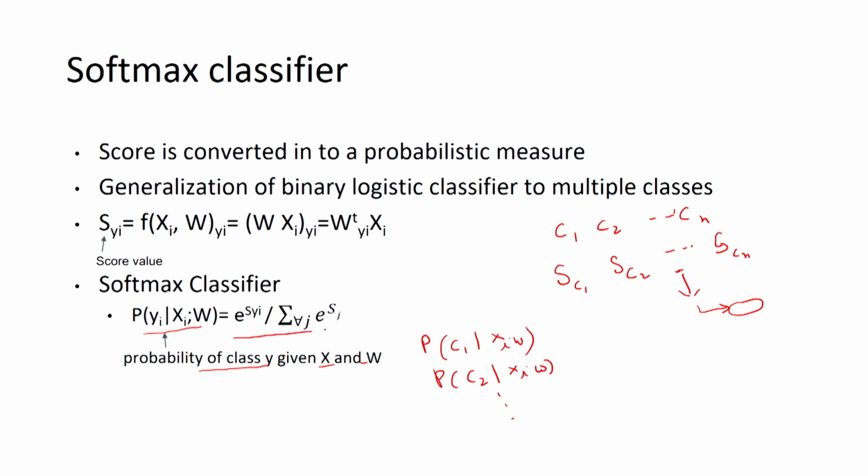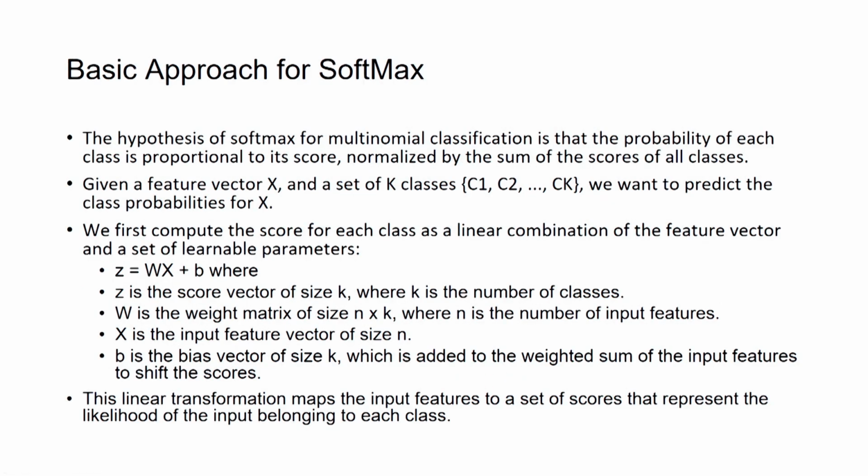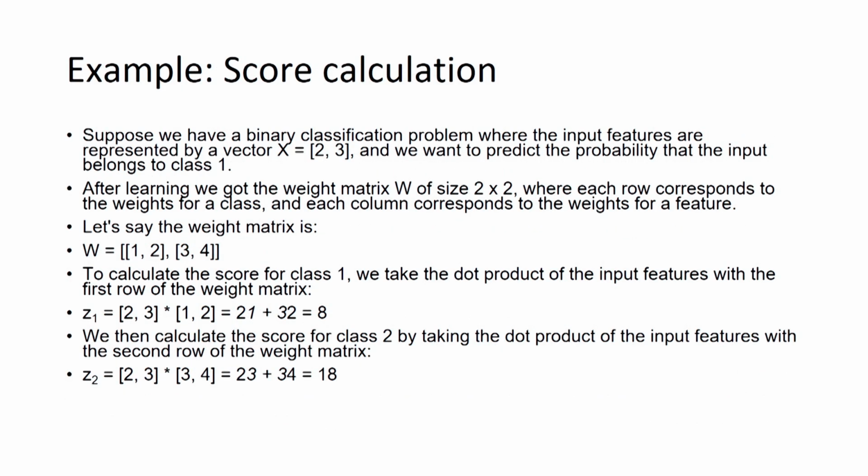So, how are we finding this probability? Score of the ith class upon the sum of scores of all the classes. In this way we get the probability of belonging to a particular class. Here is an example where this score is calculated. So, let us see this. Suppose this is a 3 class classification problem.